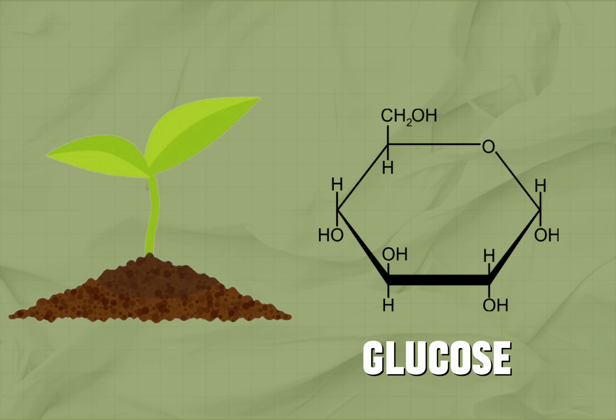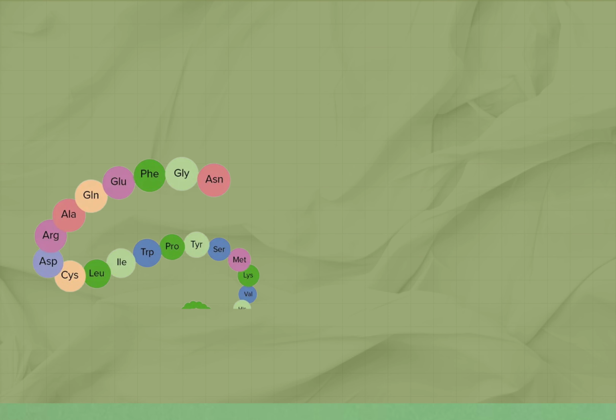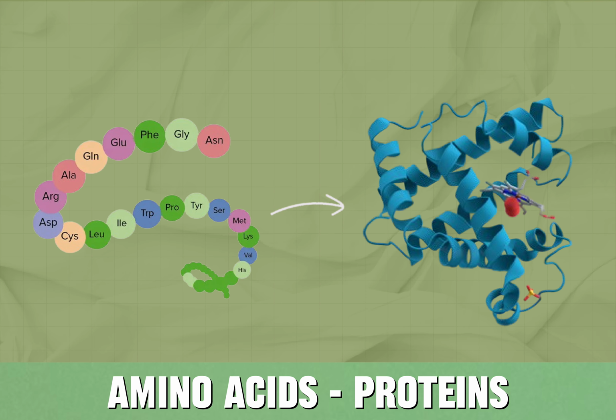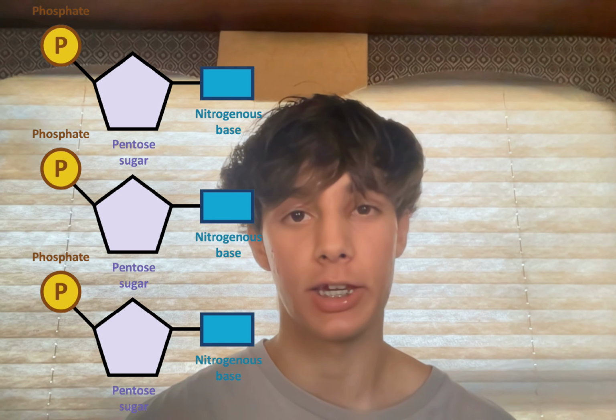Now that we know the basics, let's go over the differences between the big 4 macromolecules. In plants, glucose is a monomer which makes up starch or cellulose, which is a carbohydrate. Amino acids link together to form proteins, and nucleotides connect to form DNA and RNA. Now let's look at how these macromolecules are built and broken apart.